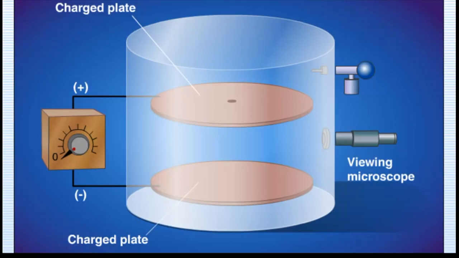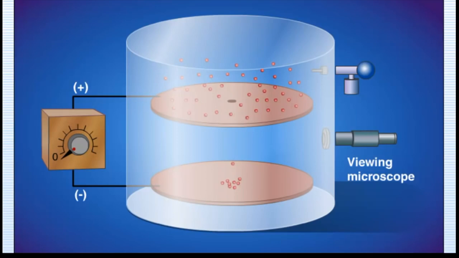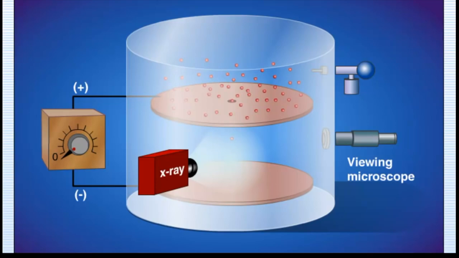In his experiment, a fine mist of oil was sprayed into the upper chamber with an atomizer. Some of the tiny oil droplets fell through the hole in the upper floor, and Millikan was able to determine the mass of an oil drop from its terminal velocity. Next, Millikan used an X-ray source to ionize gas molecules in the chamber. Electrons from this ionization process adhered to the oil droplets. The oil droplets now carry a negative charge.